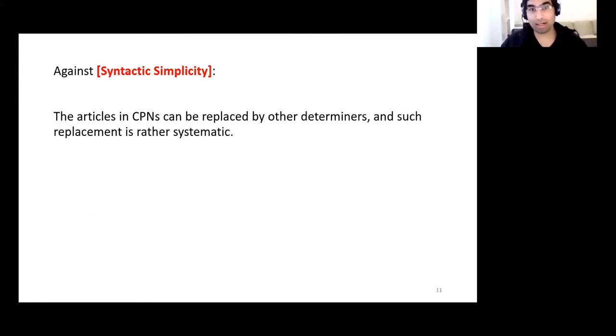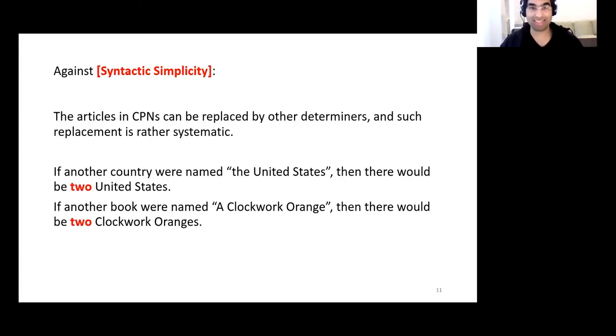Another reason to believe that complex names are syntactically complex is that the articles in these names can be replaced by other determiners, and such replacement is rather systematic. So let us look at these two sentences. If another country were named the United States, then there would be two United States. If another book were named A Clockwork Orange, then there would be two Clockwork Orange.